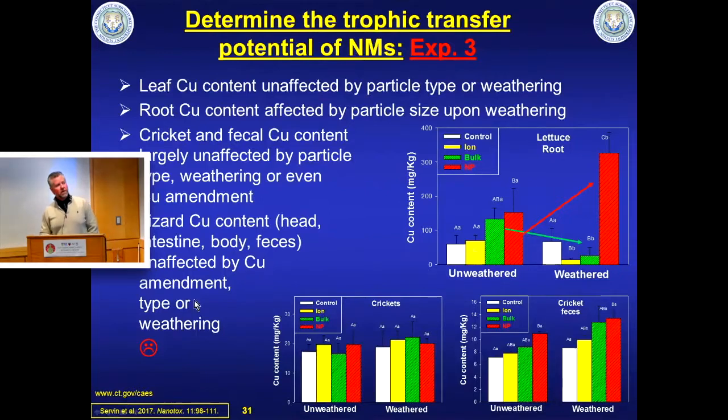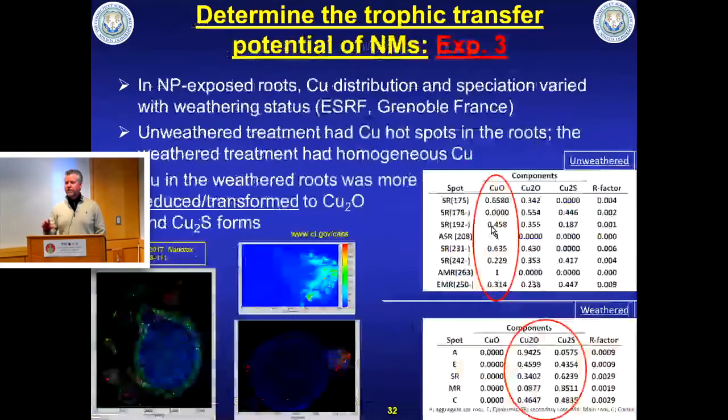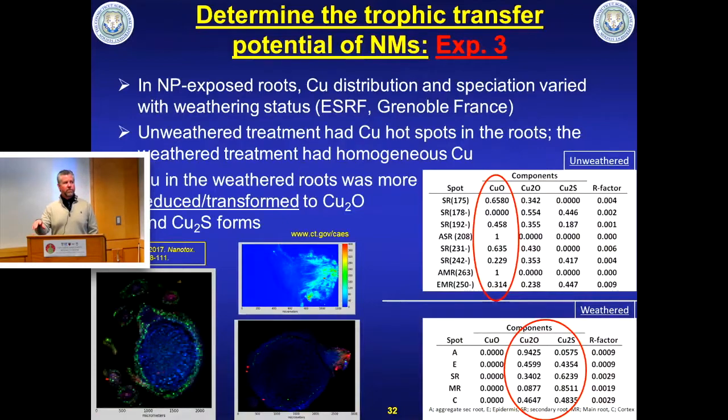Because when we got on the beam line, we noticed two things, the first of which wasn't surprising, and that was related to the distribution of the copper on the roots. When the plants were exposed to the unweathered copper, the distribution of copper in and on the roots was very heterogeneous. It was very spotty. But when the copper had weathered first, it was much more homogeneous. But that's not a surprising finding.